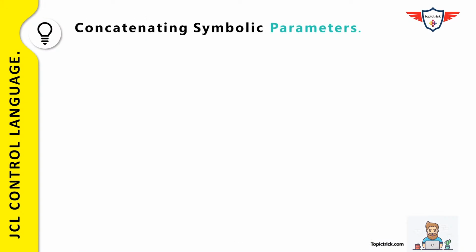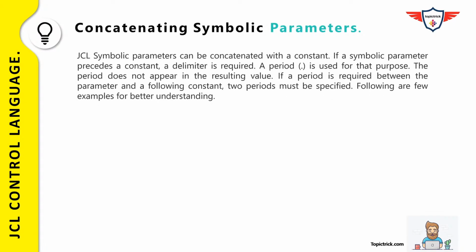Now let's focus on how to concatenate symbolic parameters with constant values or with other symbolic parameters, and how you can use this concatenation to generate various DD statements or EXEC statements in your catalog or instream procedures. As you know, symbolic parameters can be concatenated with any other symbolic parameter, constant, or text. If you want text to appear immediately after a symbolic parameter, you must code a period as a delimiter between the symbolic parameter name and the text that follows it.